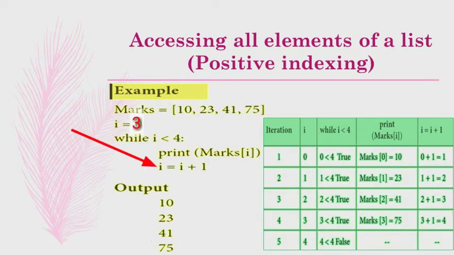And next again update the value. I is equal to I plus 1. So I becomes 4. Again check the condition. 4 is less than 4. No, 4 is not less than 4. So this condition is false. Here you have to exit the loop.